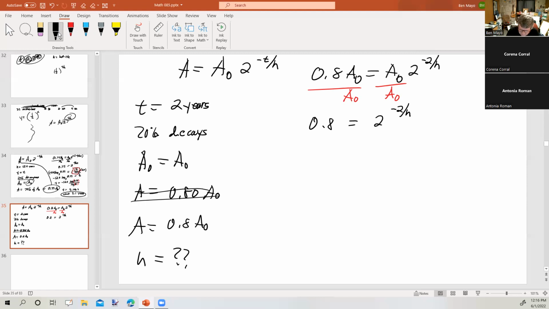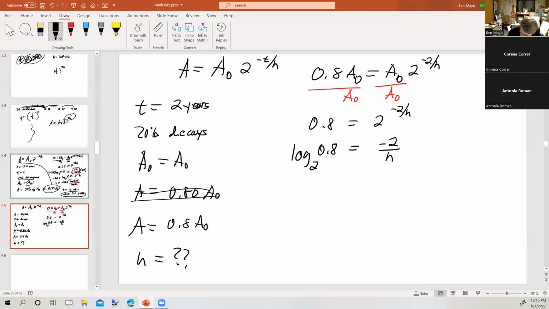So I'm going to take my exponential equation and rewrite it as a logarithmic equation. Log base 2 of 0.8 equals -2 over h. So far, so good? Yes.